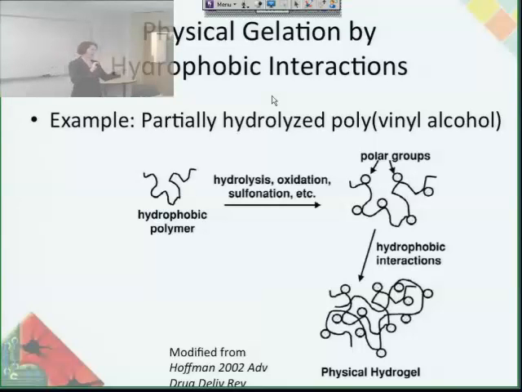So just that interaction between the hydrophobic groups within polymers is actually what causes the insolubility of the polymers in the water. But since the polar groups are still swollen in the water, it becomes a solid. So it's actually an insoluble polymer that is swollen with water. So that's physical gelation by hydrophobic interactions.